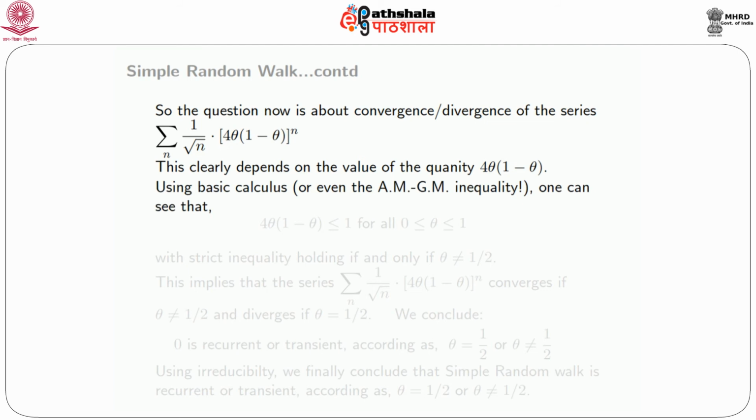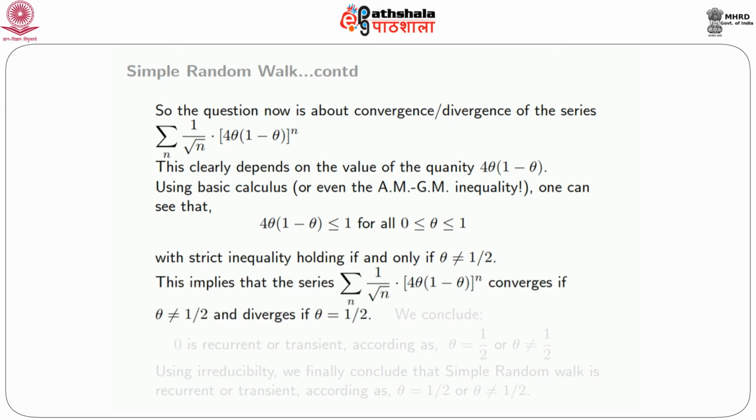Now, using basic calculus or even the AM-GM inequality, one can see that 4 theta into 1 minus theta is less than or equal to 1 always, for all theta between 0 and 1. And this inequality is strict if theta is not half. Of course, if theta is half, then it's equality. Which would mean that this series converges if theta is not half. Why? Because in that case, 4 theta into 1 minus theta is strictly less than 1.